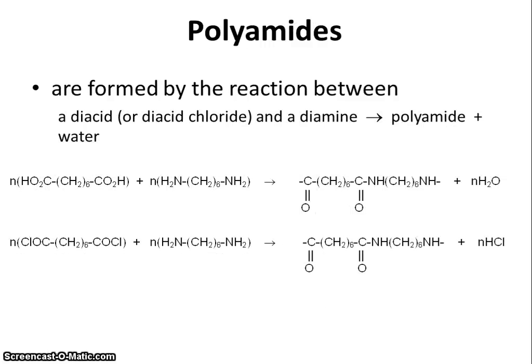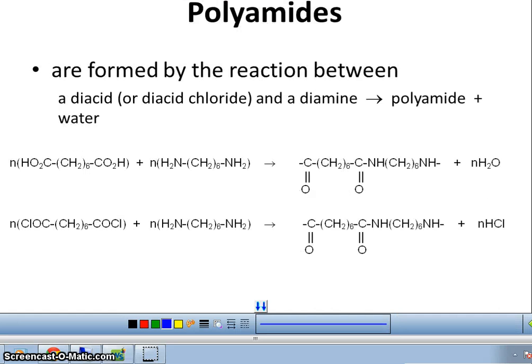Polyamides. Reaction between a diacid or a diacid chloride and a diamine will make polyamides and water. Okay, so again, COOH, COOH. Diamine makes this beautiful diamide. Now, this is all well and good. I'll have a little go here while I'm talking of drawing this out again.